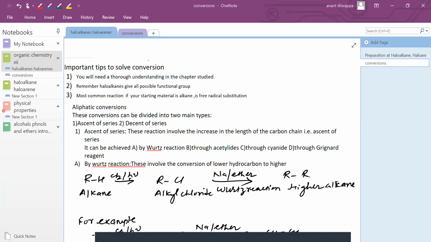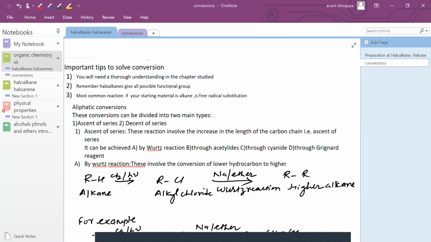Today we'll discuss the problem based on conversions. As you know, questions based on conversion are an essential format for the questions asked in the CBSE examination, and this has always been a problem for students to solve. So today I am giving you some important tips to solve conversions.